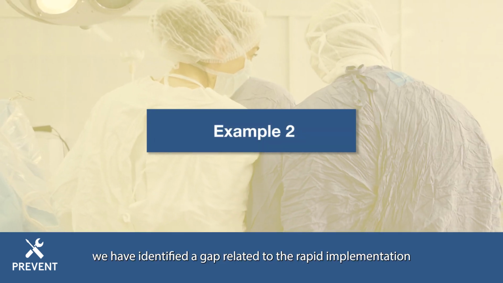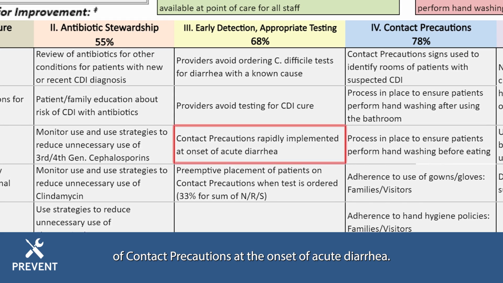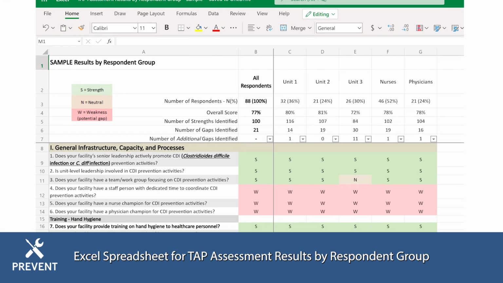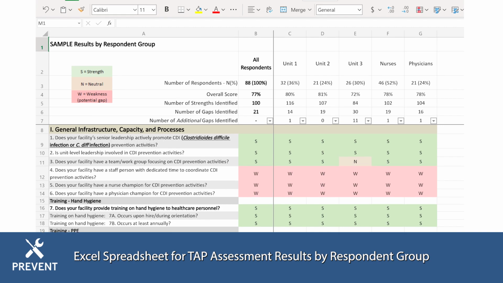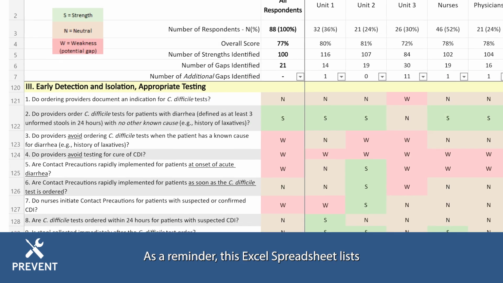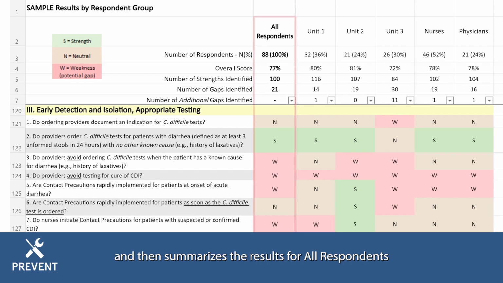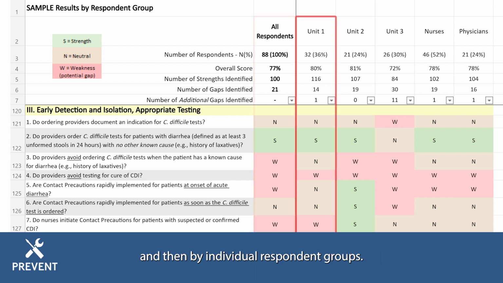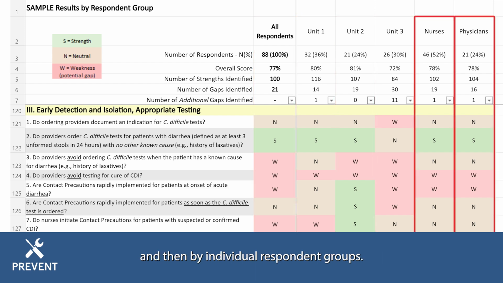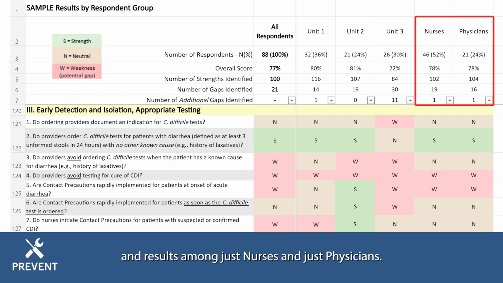In our next example, we have identified a gap related to the rapid implementation of contact precautions at the onset of acute diarrhea. Here, we are going to use the Excel spreadsheet for TAP assessment results by respondent group to further explore this potential gap. As a reminder, this Excel spreadsheet lists each question from the assessments and then summarizes the results for all respondents, and then by individual respondent groups.